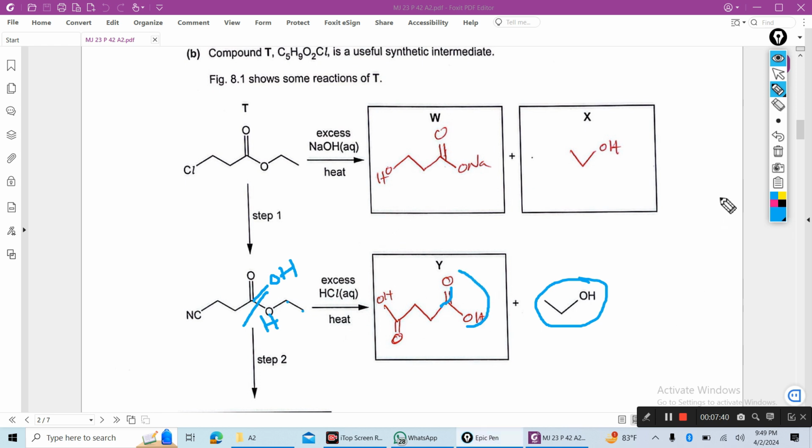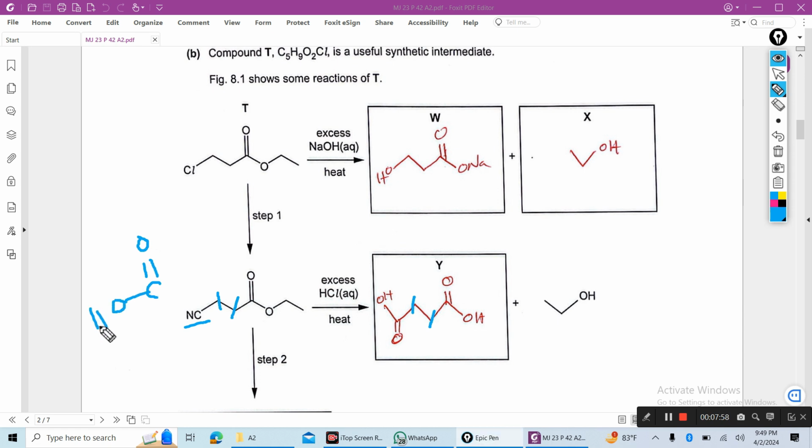Carboxylic acid, then CH2CH2 same, and CN is converted to a carboxyl group also. Cyanide or nitrile compound under acid hydrolysis is converted to COOH, carboxylic acid. So here two groups react: one is the ester reaction, the other is the nitrile compound hydrolyzed to produce carboxylic acid.